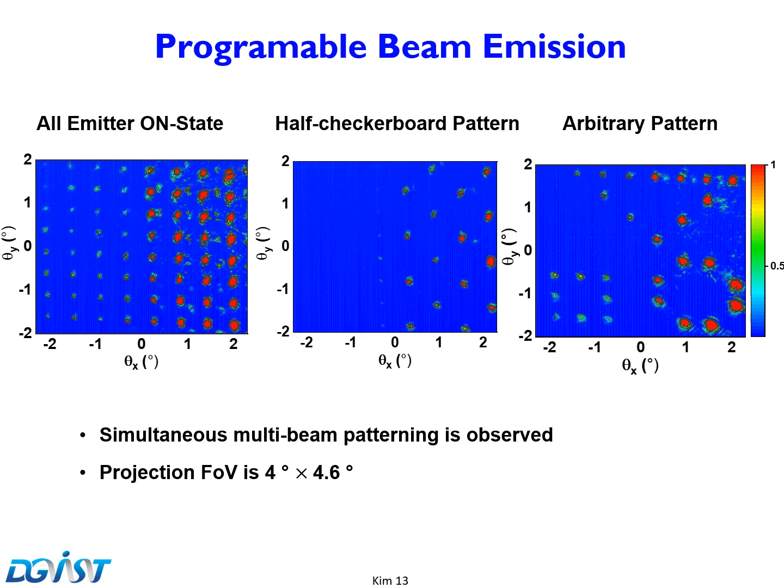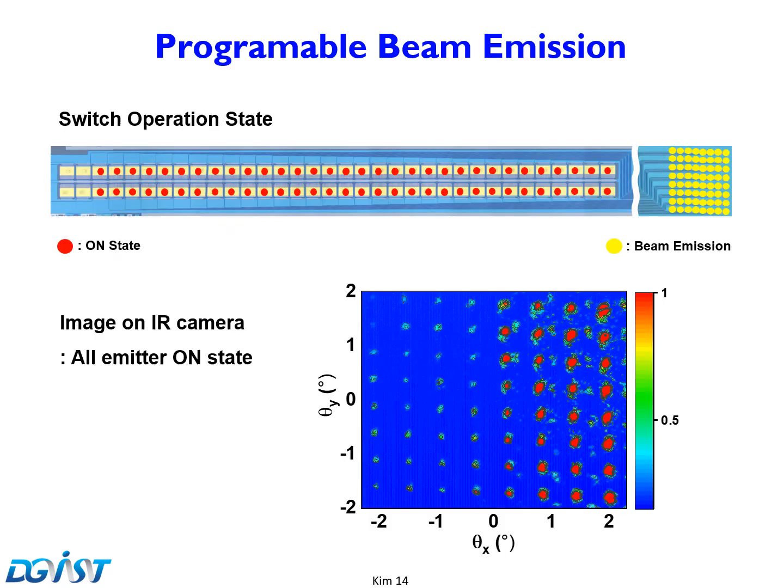Beam projection is also measured. These patterns are not an overlay image. The field of view of our system is 4 by 4.6 degrees. First, we turn all the switches on, and we clearly see that all 64 emitters operate properly.